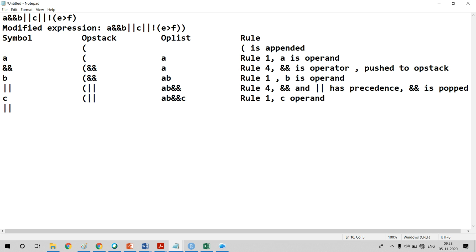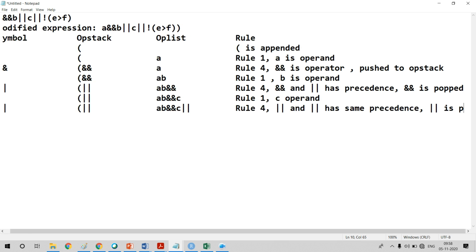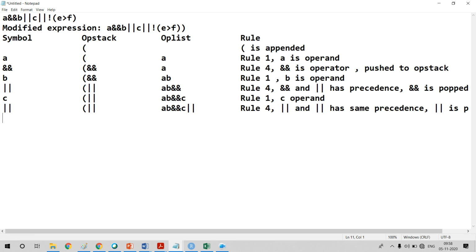The next symbol is OR. Already one OR is there, that you have to remove. The incoming symbol OR must be added to the stack. This popped symbol must be added at the end of the OP list. This is as per rule number 4. So OR and OR have the same precedence, so the stack OR is popped.